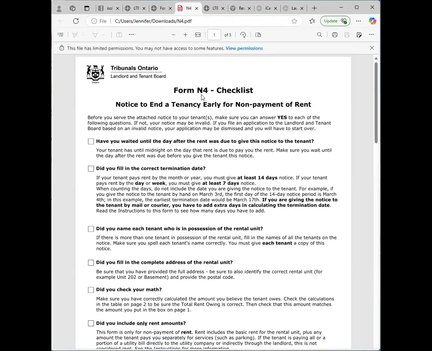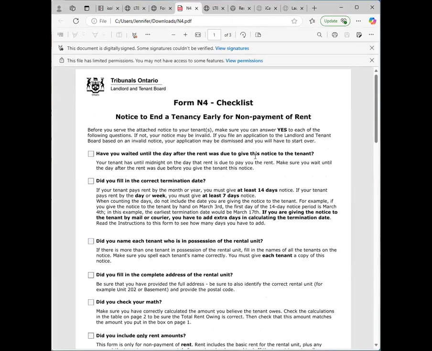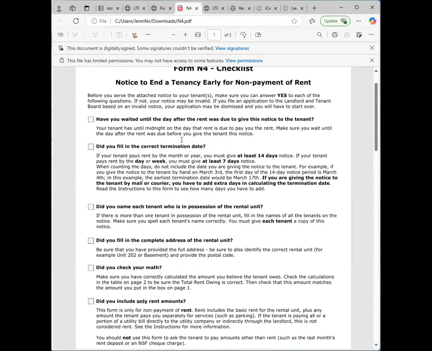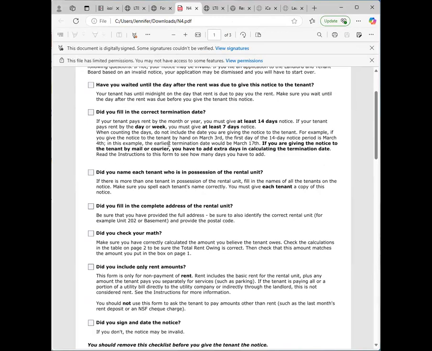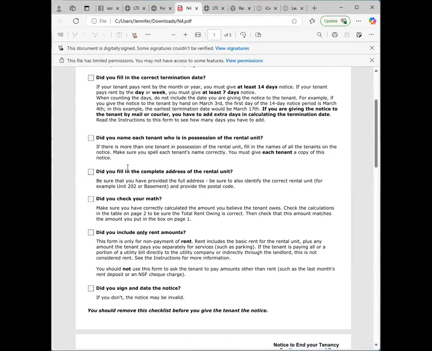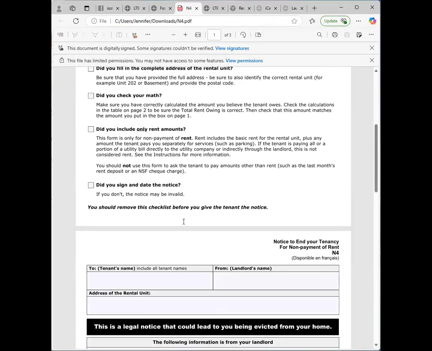So this is a pre-made form. It's a checklist. Notice to end: have you waited until the day after your rent was due to give this notice? You can check. It says your tenant has until midnight on the day rent is due to pay their rent, so make sure you wait until then. Did you fill in the correct termination date? Did you name each tenant? Did you sign and date the notice?